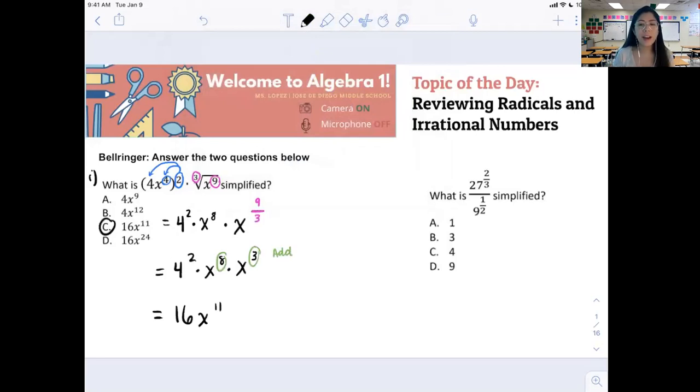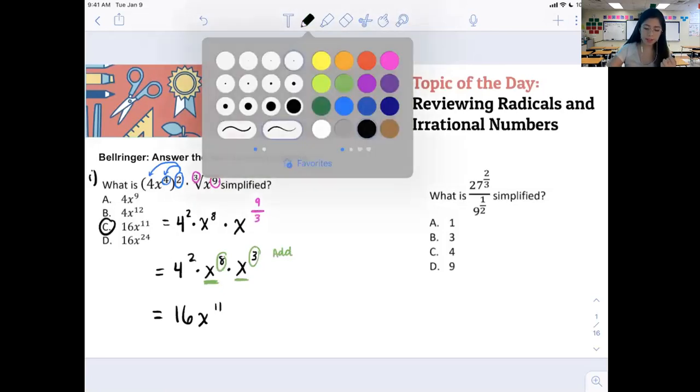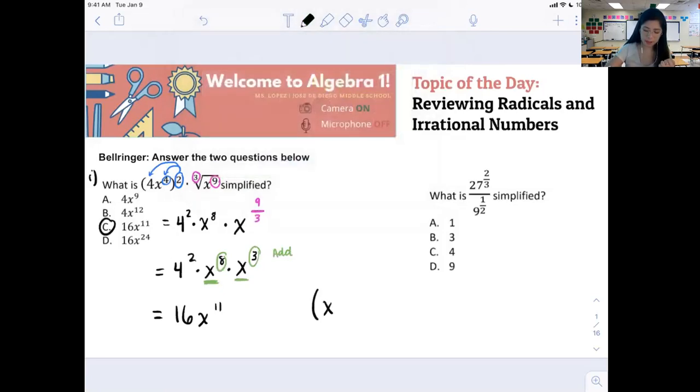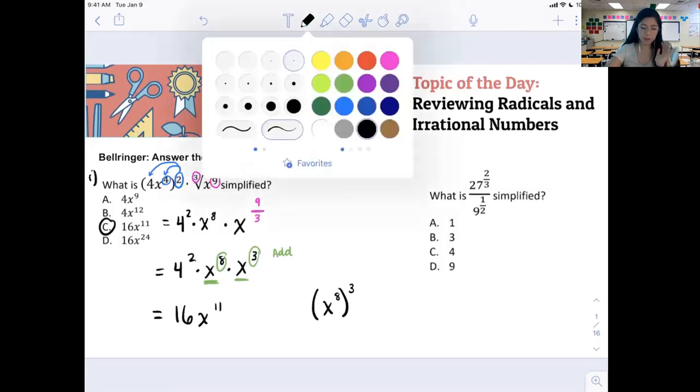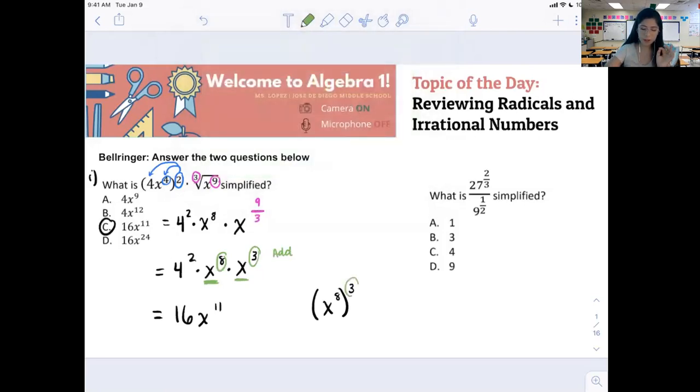Now be careful, because how do you get answer choice D? What did that person do by accident? They multiplied the exponents. So just be careful, because look at what's happening. We have 2 base numbers that are being multiplied. That's different from something like this, because of the parentheses. This only works when you have parentheses. We're distributing the exponent, and that's when you multiply.